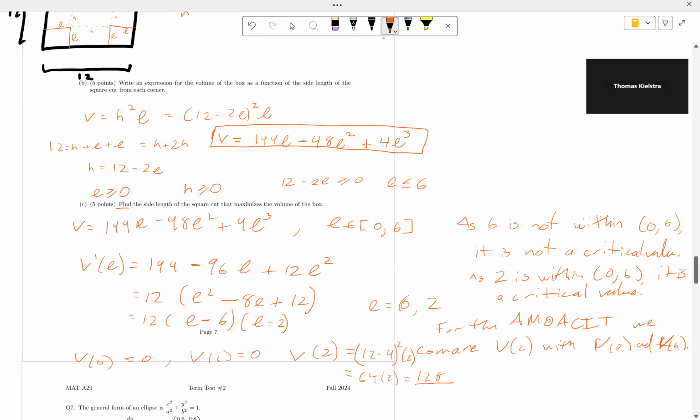But if we look here, it says find the side length of the square cut that maximizes the volume of the box. So we don't care about this maximum volume. We care about L equaling 2. So we write the concluding sentence: the cut length L equals 2 maximizes the volume of the box.